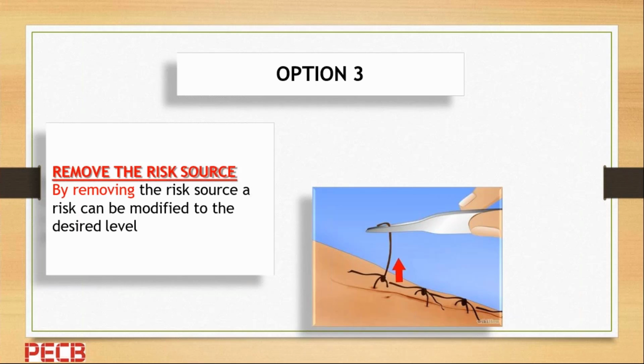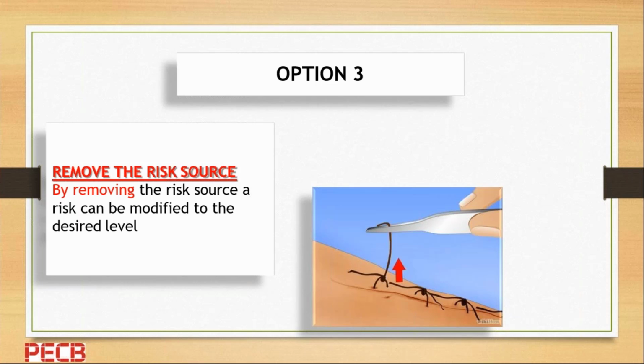But if you have good housekeeping, all the papers are removed from the floor, everything is kept in the drawers or in a fireproof cabinet, then all electricity is in internal conduit, every source that will lead to fire has been taken care of, then you have succeeded in modifying the risk. So by removing the risk source, a risk can be modified to the desired level.